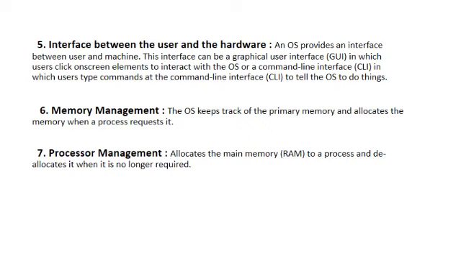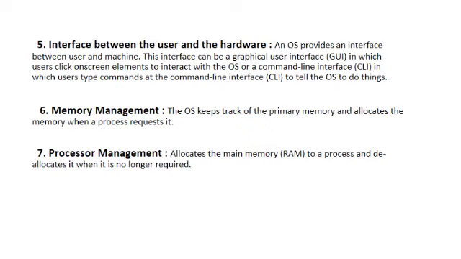Next is processor management. In a multiprogramming environment, the operating system decides the order in which processes have access to the processor and how much processing time each process has. This function of operating system is called scheduling.